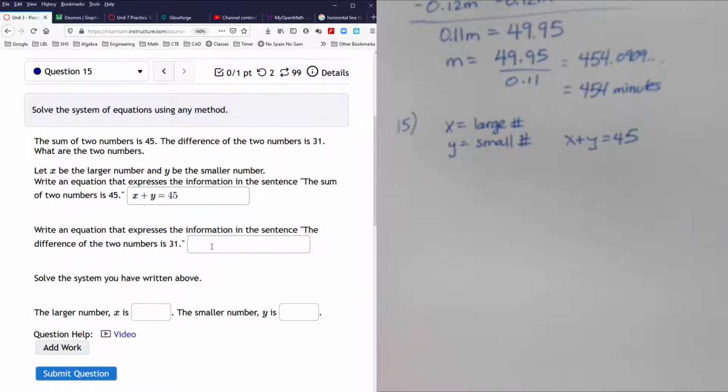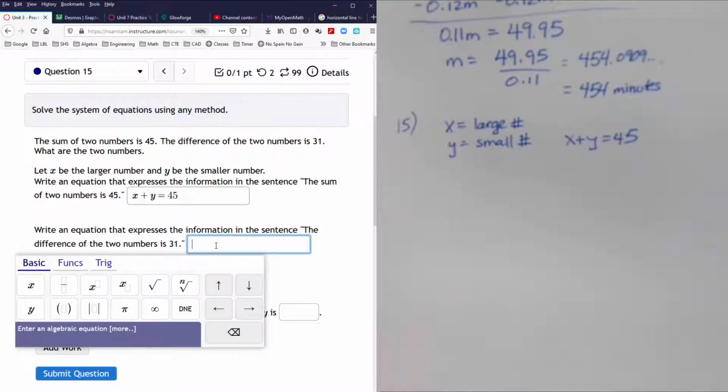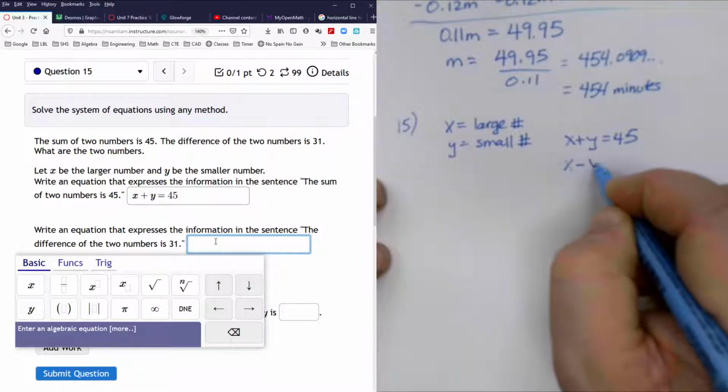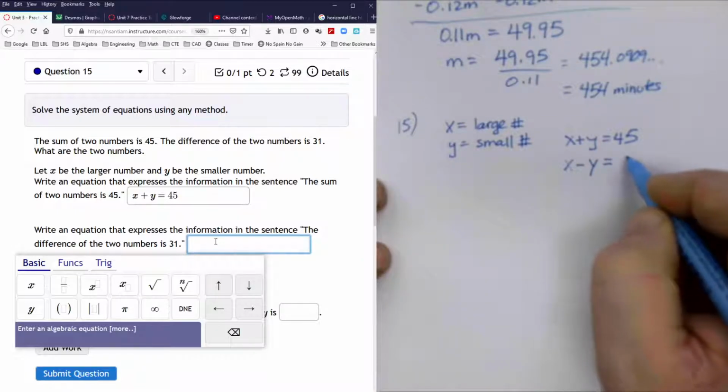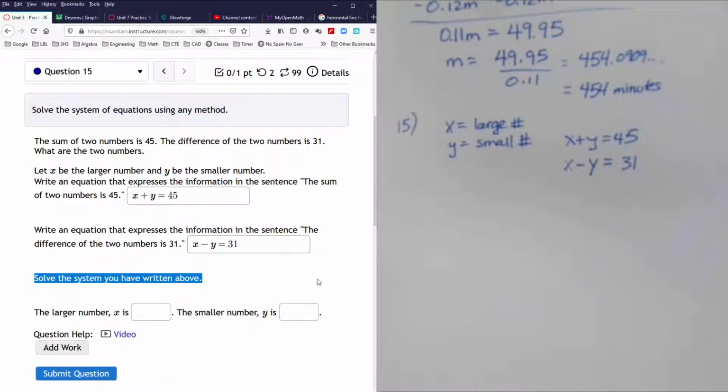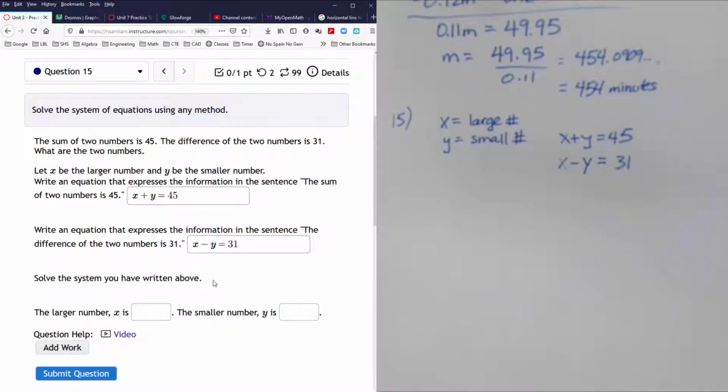The second equation: the difference of the two numbers is 31. So difference, okay? And I end up with a positive number, so I know I'm going to subtract the small number from the big number. I'm going to take the big number and subtract the small number, and end up with 31. So there's my second equation: x minus y equals 31. And then they want you to solve that.